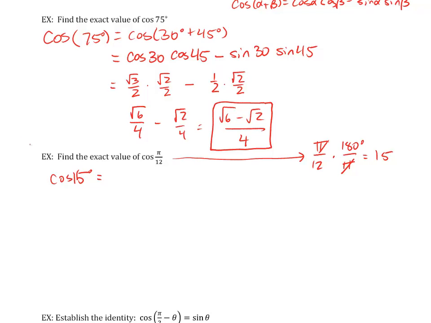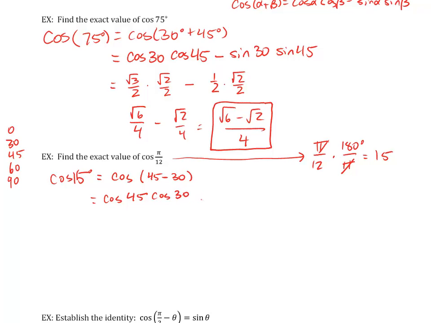Now thinking of it in terms of the angles that we do know, 0, 30, 45, 60, and 90, is there a way to add or subtract any of those angles together to get 15? And clearly we could do 45 minus 30, or we could do 60 minus 45. Either one will work. Let's do cosine of 45 minus 30 degrees.